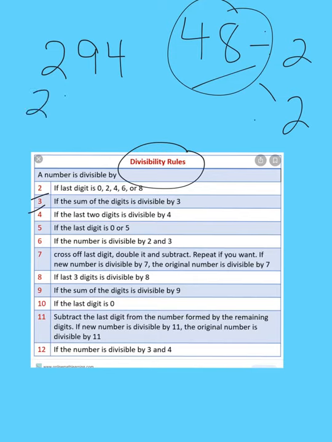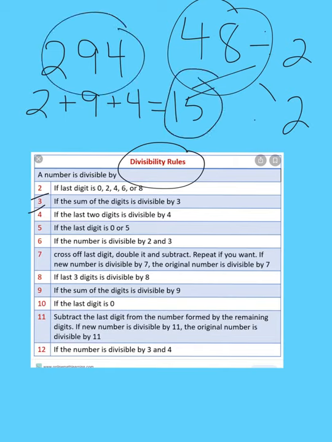So you'd go 2 plus 9 plus 4. Well, 2 plus 9 is 11, plus 4 gives you 15. So the sum of these digits is 15. And can 15 be divided by 3? Yes, it can, because 15 divided by 3 gives you 5. So you know that 294 can be divisible by 3, because you added up all the numbers, it gave you 15, and now we can work with 15. It's a smaller number, and we know that can be divided by 3.